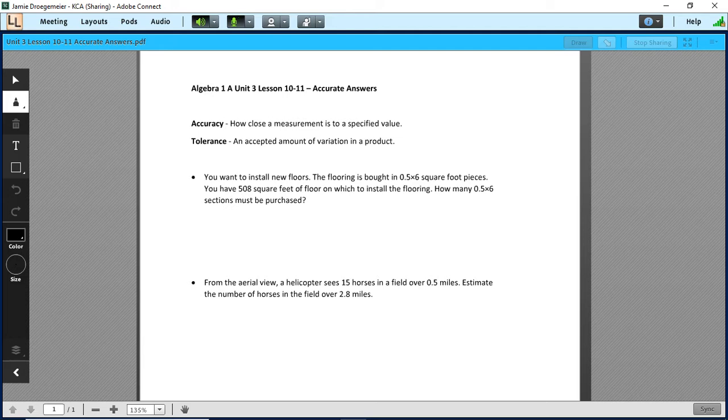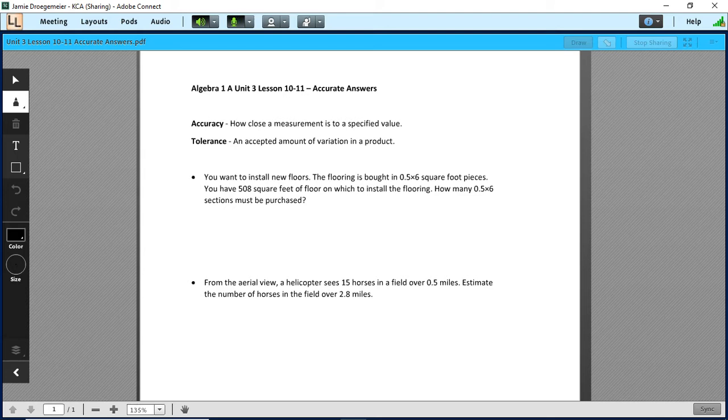Today we're in Unit 3 looking at Lesson 10 and 11, which is talking about accurate answers. When we're talking about mathematics and we talk about accuracy, in terms of this lesson, we're looking at measurements. When we talk about the accuracy of a measurement, we're saying how close is that measurement to a specified value. Another term that we're going to talk about is tolerance.